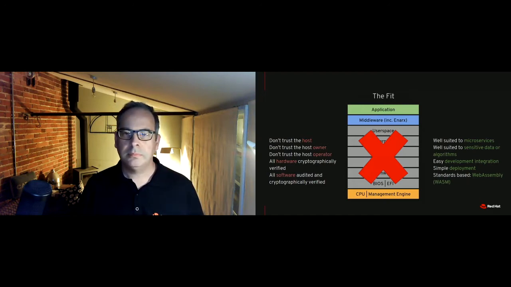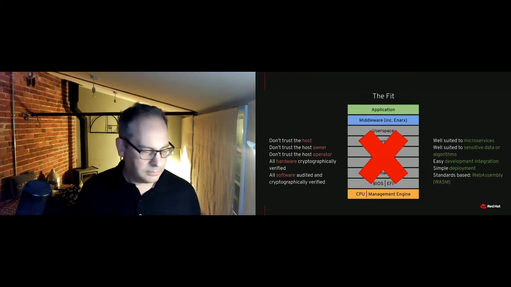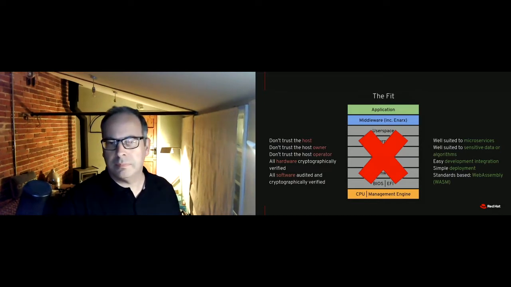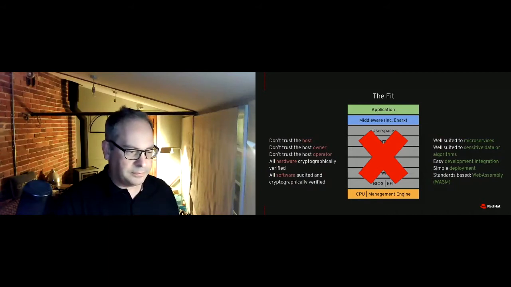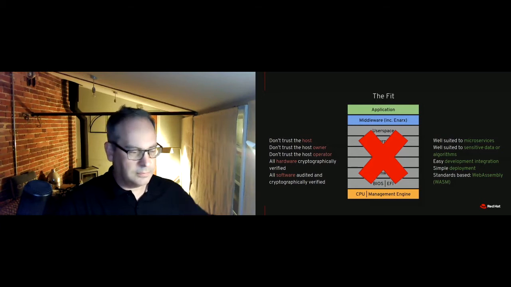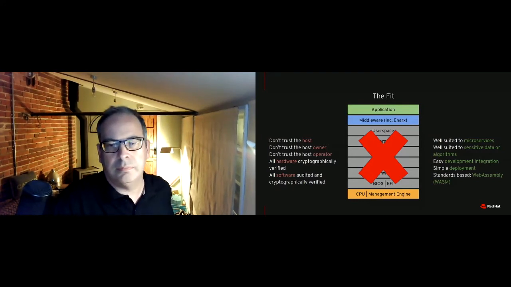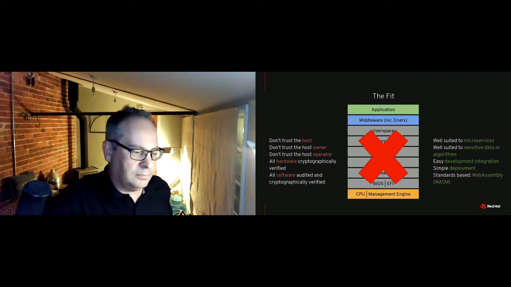Enarx is well suited to microservices. This is sort of our bread and butter of what we would like to be able to tackle: to be able to put microservices inside these keeps, which is what we call our protected area. This is also well suited to sensitive data or algorithms, right? These are generally things you want as microservices anyway, because you want to be able to isolate that data from the rest of your workflow. We really, really want to have easy development integration. Usable security is incredibly important to us. This is why we also want simple deployment as well. And everything that we do is standards-based. So this is not write your application to some new proprietary APIs. This is deploy using existing standards.